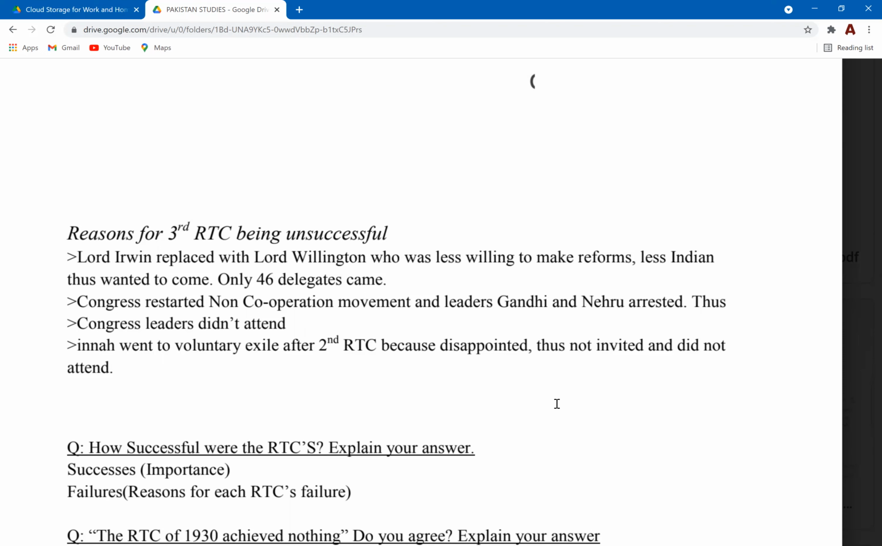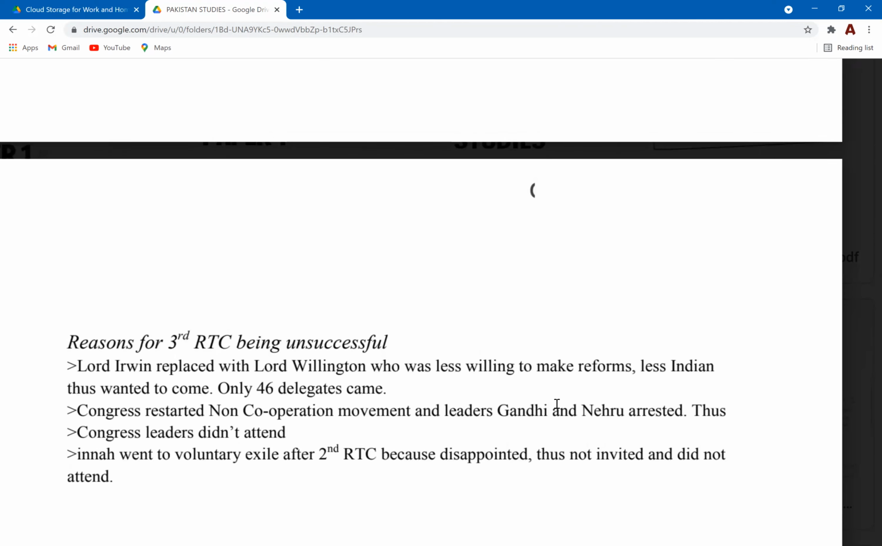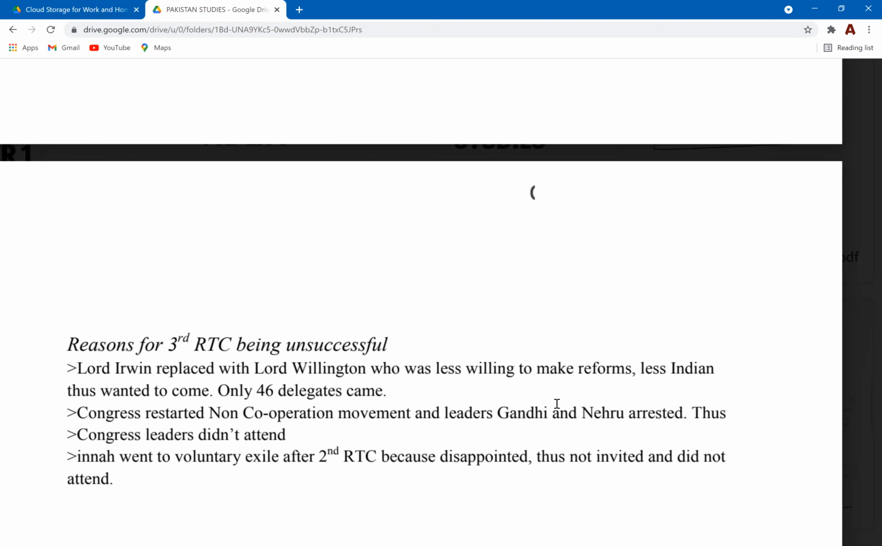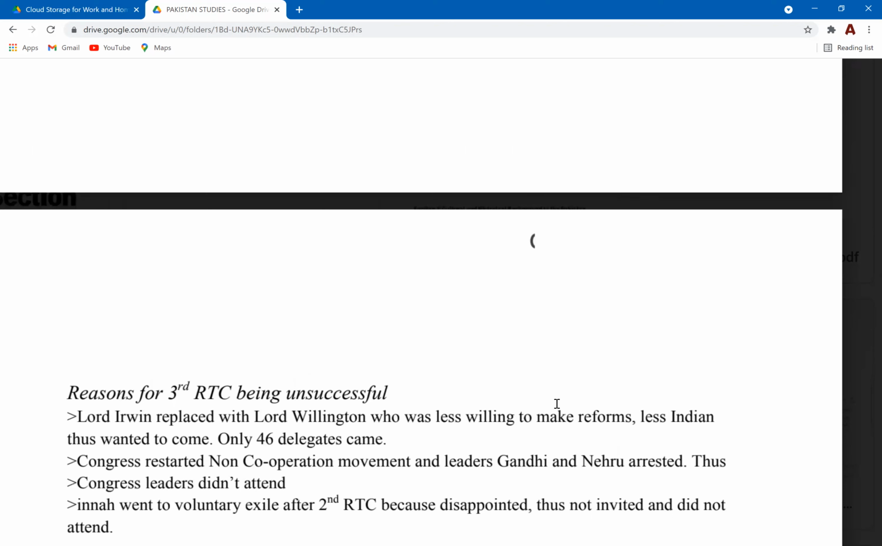British had very poorly, or very chaotically, managed these three roundtable conferences. How could they not invite Jinnah, a very important leader of a political party? I mean, the Muslim League was a very important political party in India. Secondly, they were arresting these leaders and then demanding them to be there in the roundtable conference as well. The Viceroys weren't interested.